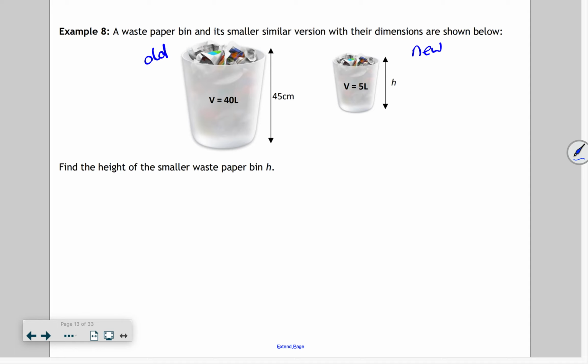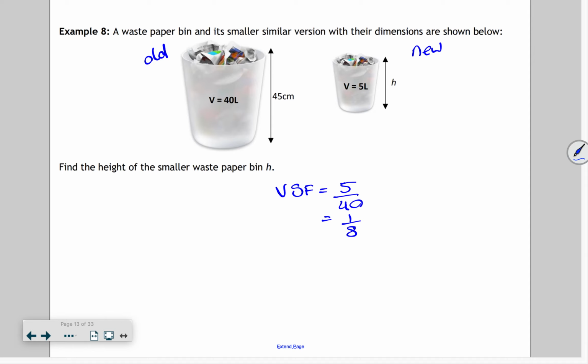For this I can say that my volume scale factor, because that's what I have that's corresponding now, I have corresponding similar volumes. So my volume scale factor is going to be new over old, which will be 5 over 40, which is going to simplify down to give me an eighth. It's always important because this could come up in a non-calculator question. So volume scale factor is 5 over 40, which gives us an eighth.